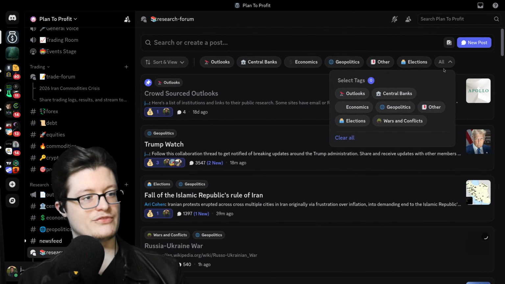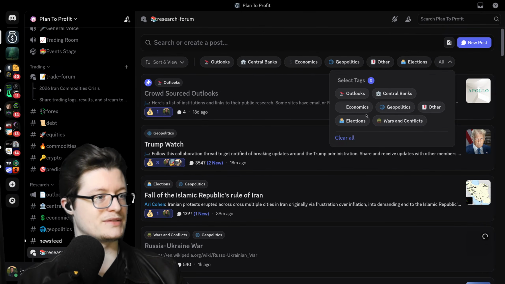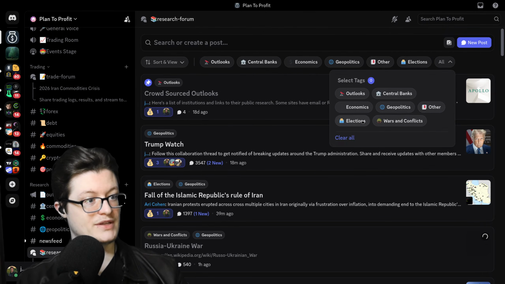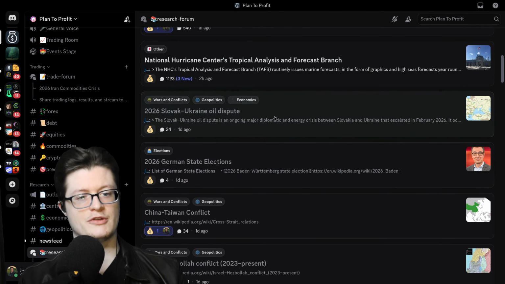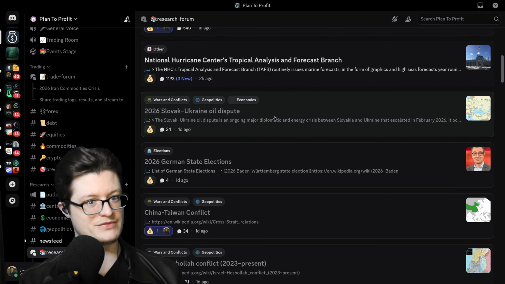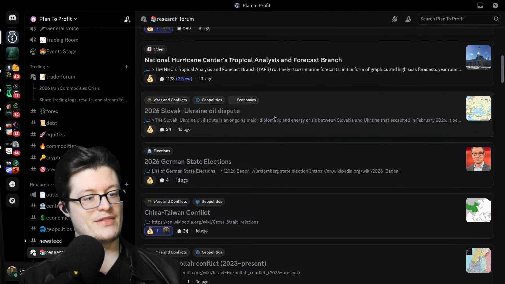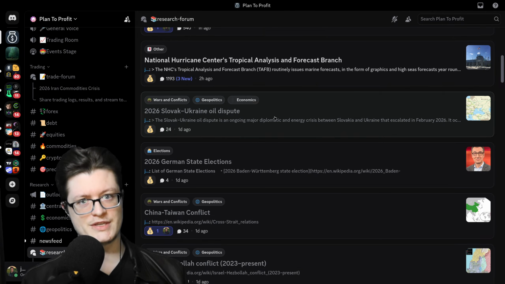The research forum has all these different categories. It has outlooks, central banks, economics, wars and conflicts, elections, geopolitics. You can see who's talking about the Slovakia-Ukraine oil dispute right now. Viktor Orban is very mad at Zelensky, and that could cause issues for the euro, because Orban right now is blocking, I think, 80 or 90 billion euros in military aid to Ukraine.